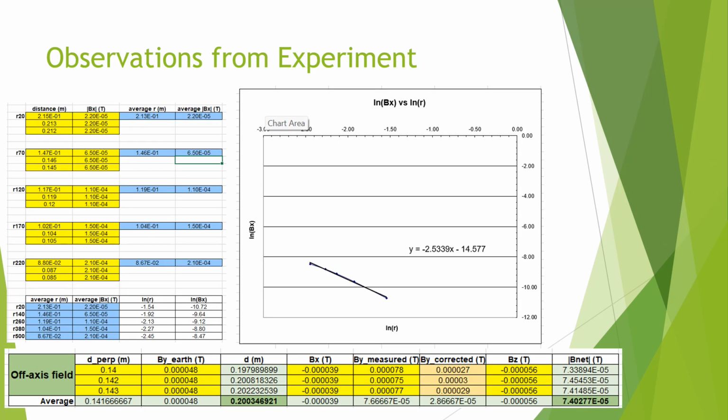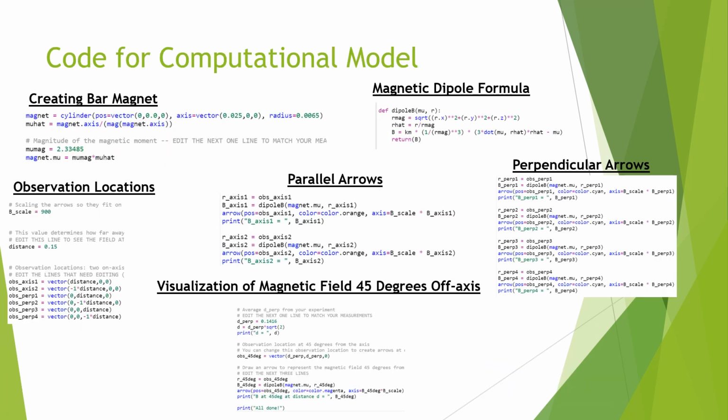And here are some of the observations from the experiment recorded in the Excel spreadsheet. We have the distances and magnetic fields for the points both on and off axis, and then the plot of the linear regression line. And then here's some of the code used to create the computational model.